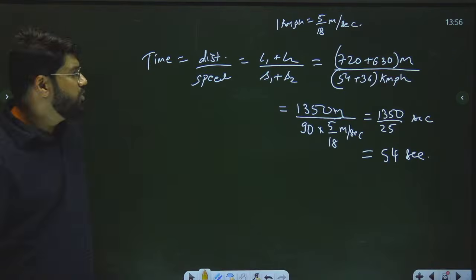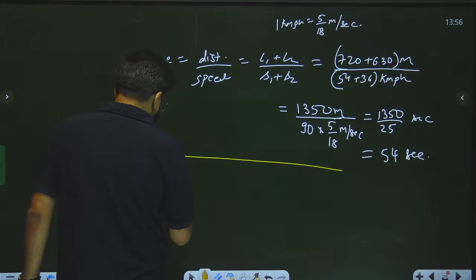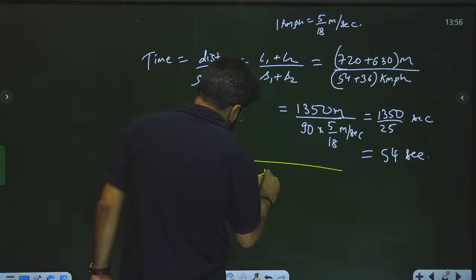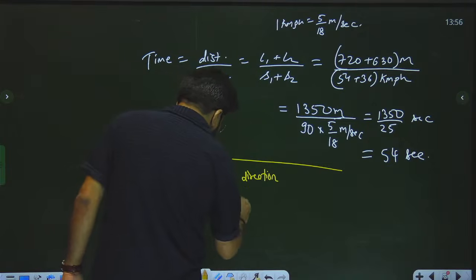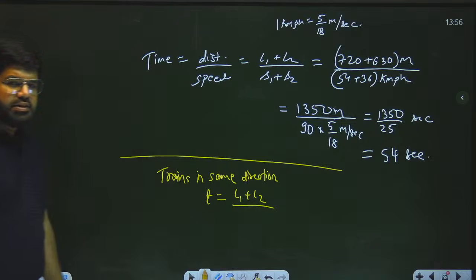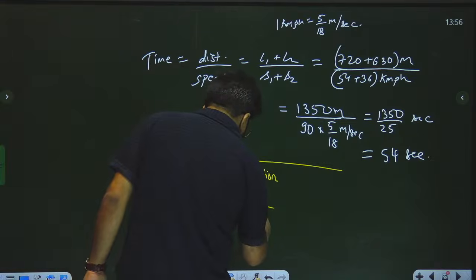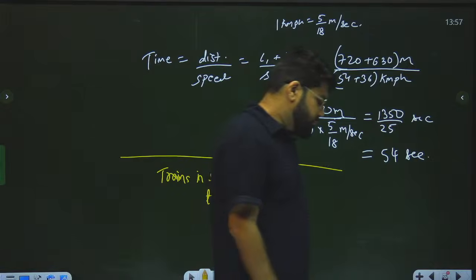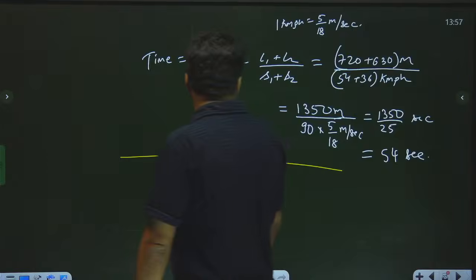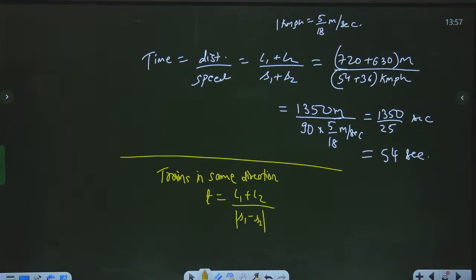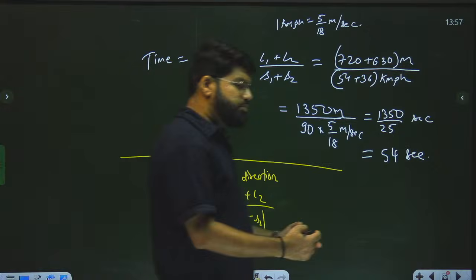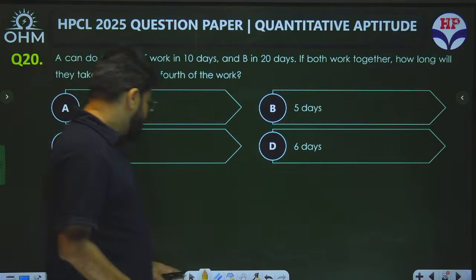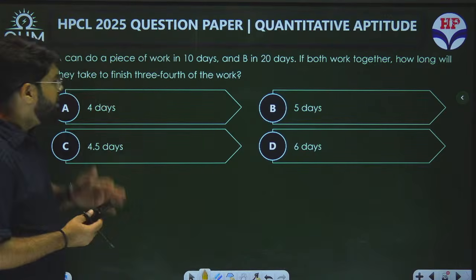The only difference is if the trains were in the same direction, then the time required will still be the distance they have to cover, each other's lengths, L1 plus L2, divided by the modulus of S1 minus S2, whichever is the greater speed. If they were in the same direction, the only difference will be the relative speed. Relative speed will be subtracted whenever two bodies are in the same direction. Of course, we are not going into the derivation of these formulas. It's the end moment practice session for HPCL, but usually simple only.